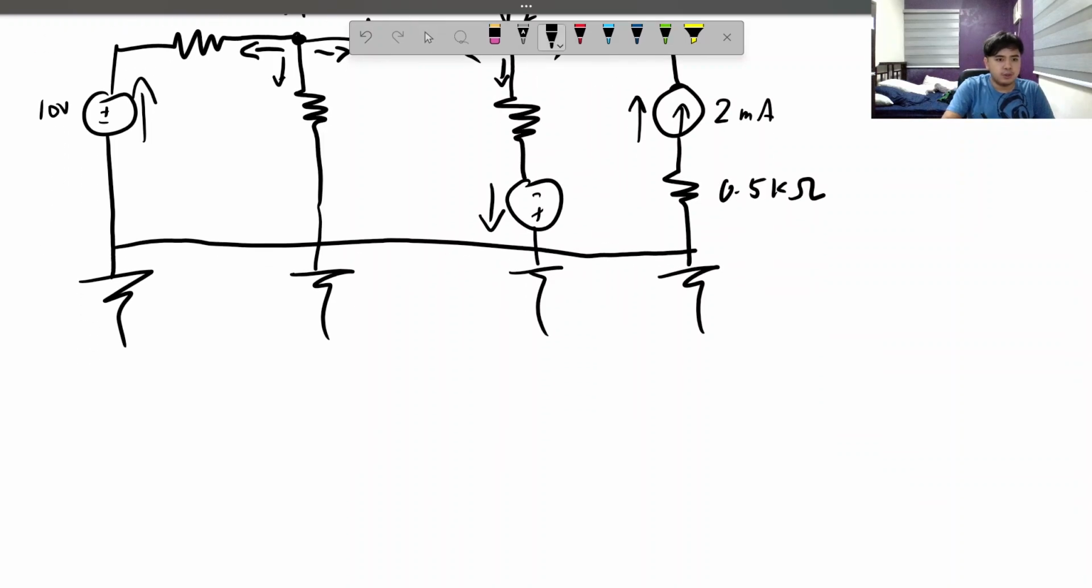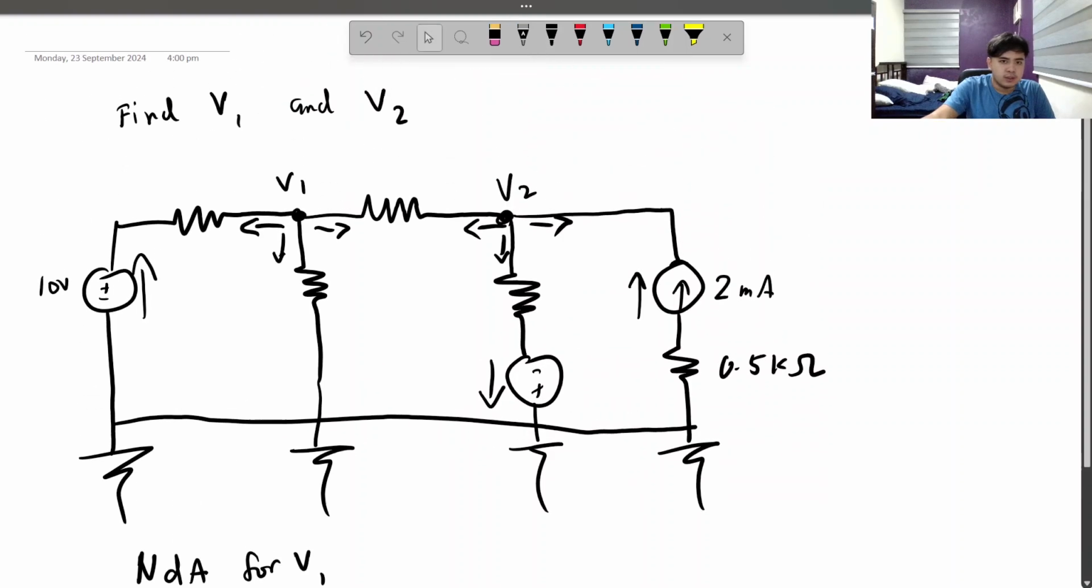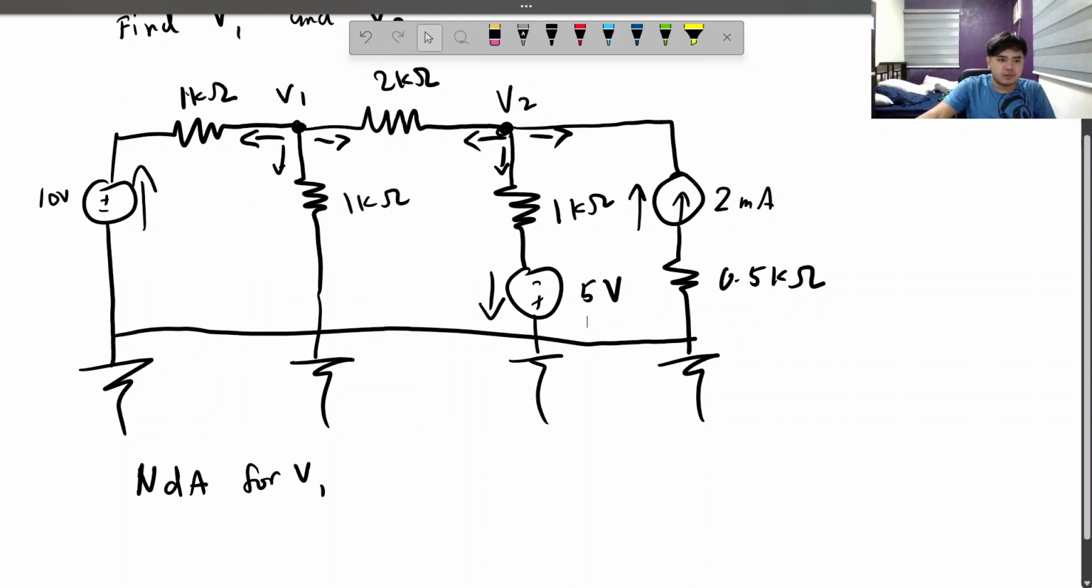So, let's do nodal analysis, what I like to call NDA. It's for V1. So look at V1, look at the left. What voltage affects this one? I forgot to write the voltages down, sorry. This is 1 kilo ohm, this is 1 kilo ohm, this is 2 kilo ohms, this is 1 kilo ohm, this is 5 volts, and I think that's it. So, sorry for the mishap, but what is the current flowing through here? We don't know that yet, but we can use Ohm's law in order to find the current going through here.